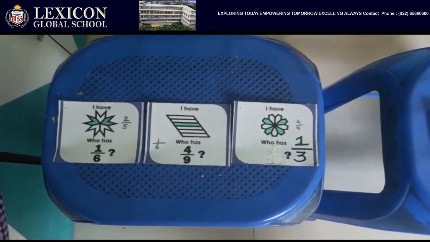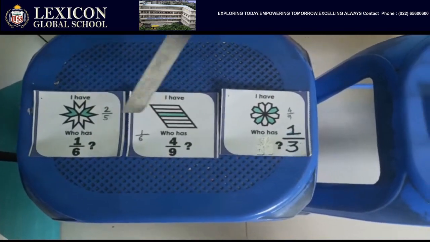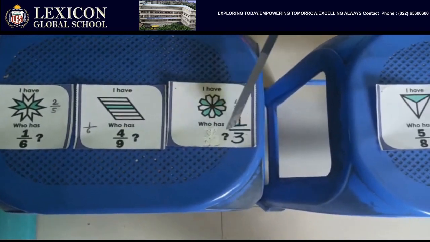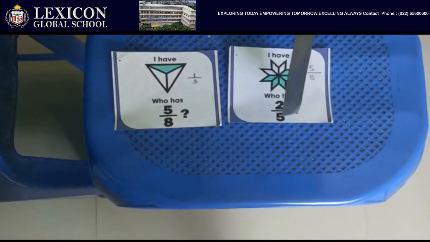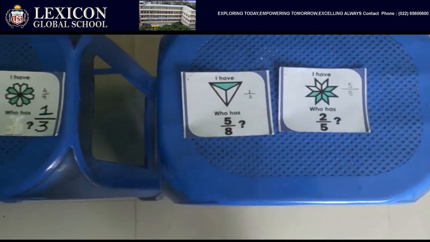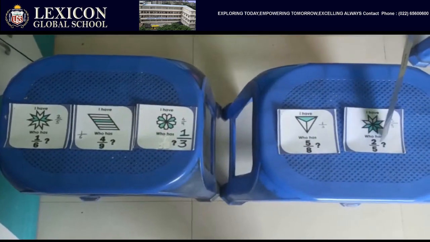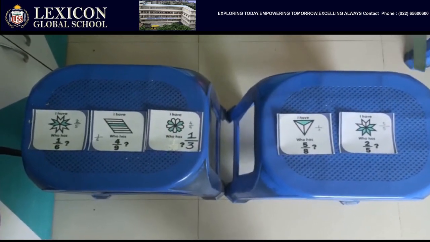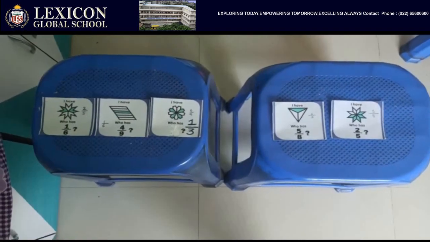So let's start. I have 2 upon 5, who has 1 upon 6? I have 1 upon 6, who has 4 upon 9? I have 4 upon 9, who has 1 upon 3? I have 1 upon 3, who has 5 upon 8? I have 5 upon 8, who has 2 upon 5? Now, students, I have started with 2 upon 5 and I am going to end with 2 upon 5. This means that when it comes back to the same student who started the game, the game is over. I hope you all enjoyed it.